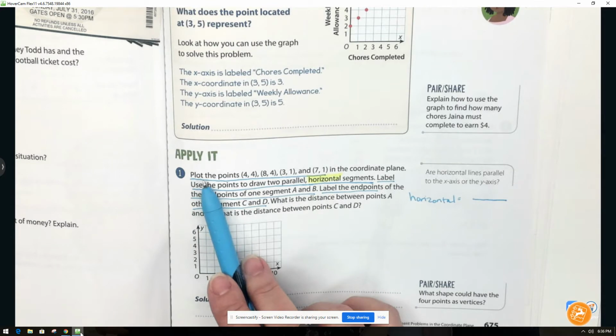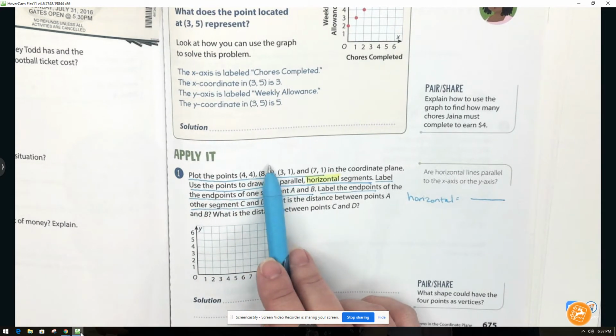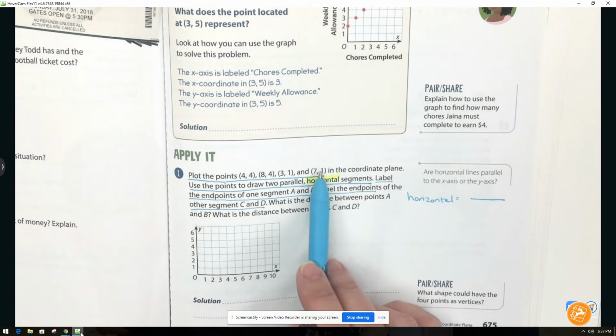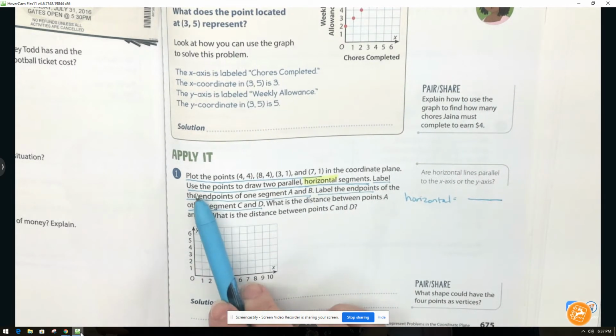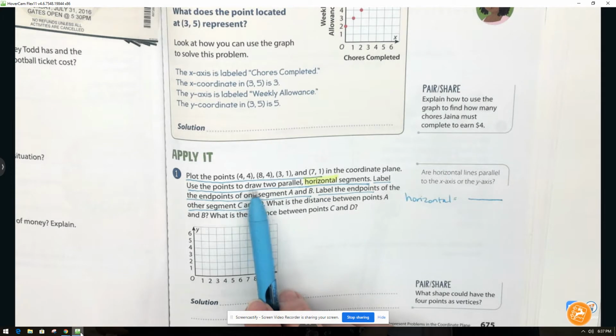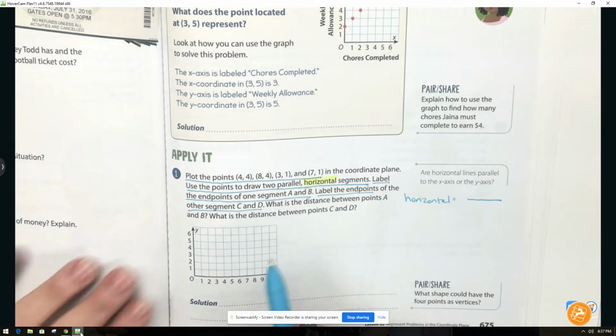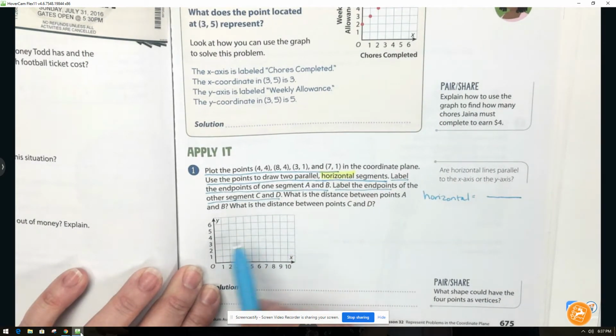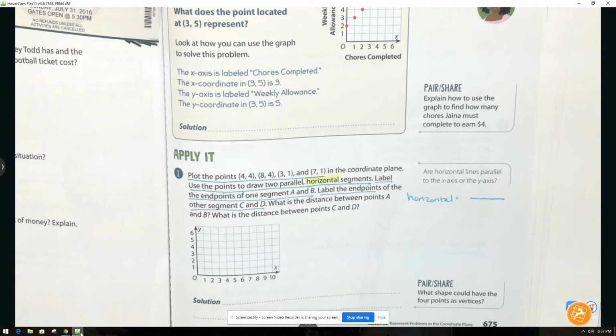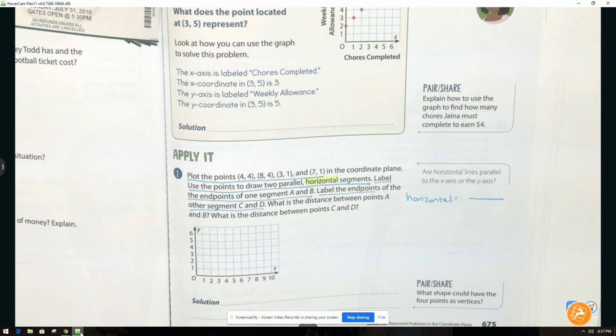All right, so on page 675, they want you to plot the points (4, 4), (8, 4), (3, 1), and (7, 1) in the coordinate plane. Use the points to draw two parallel horizontal segments. So you're going to put 4 points on here, and they won't necessarily be the same length. They might be, but they won't necessarily be the same. You're going to draw 4 points that could potentially make a four-sided shape, but you're not going to be connecting those 4 sides.